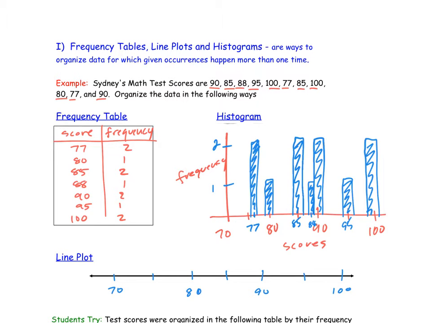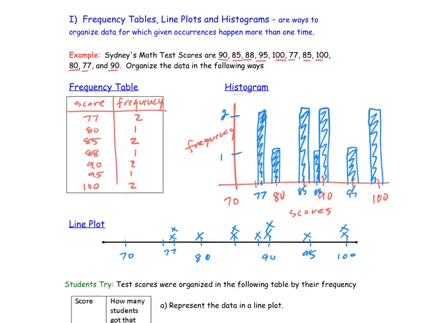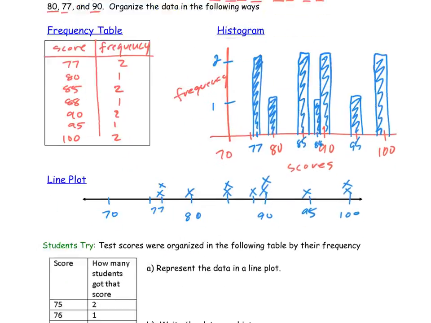For example, for 77, you would just put two little X's or two dots that represent that it happened twice, right? You can see that this is going to be like a stack chart. So 80 happens once, 85 happens twice, 88 happens once, 90 happens twice, 95 happens once, and then 100 happens twice. It's the same data, just a different way to represent the frequency that data occurs.